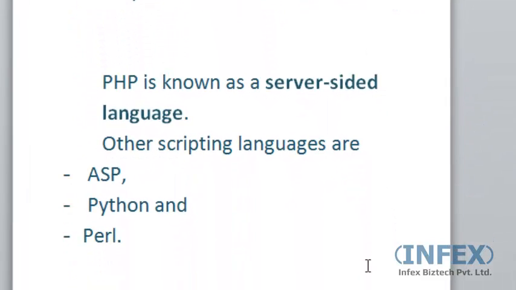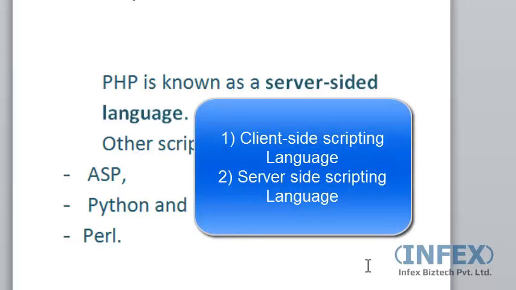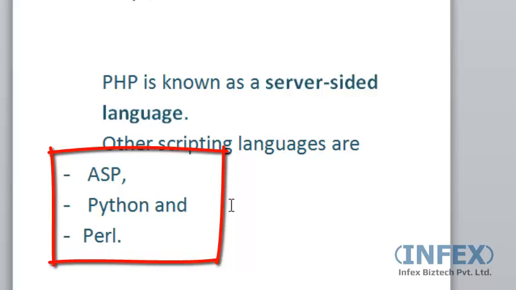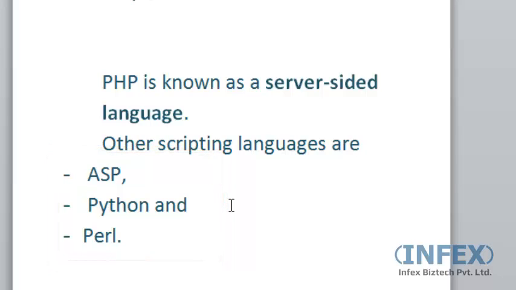PHP is known as a server-side scripting language. There are mainly two types of scripting language: server-side scripting language and client-side scripting language. Client-side scripting language is run on the client machine, whereas server-side scripting language runs on the server. ASP.NET, Python, and Perl are examples of server-side scripting language, and HTML and JavaScript are examples of client-side scripting language.